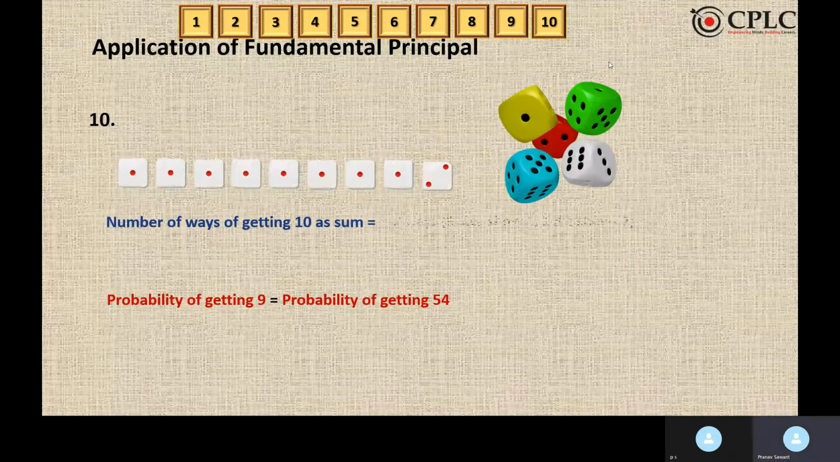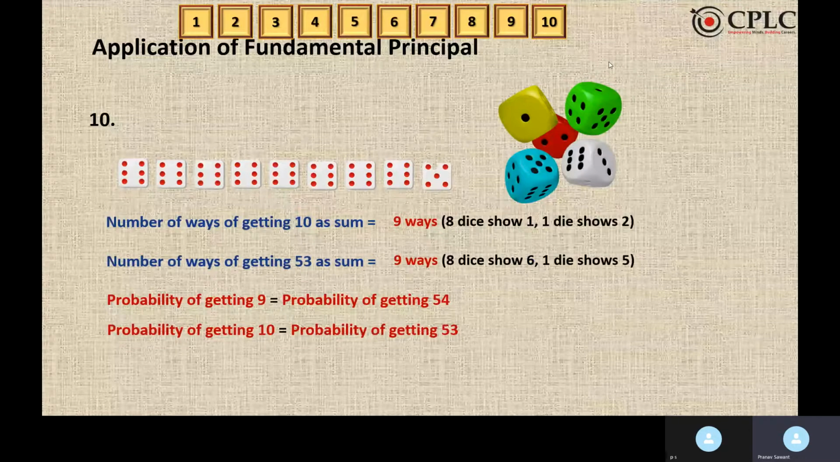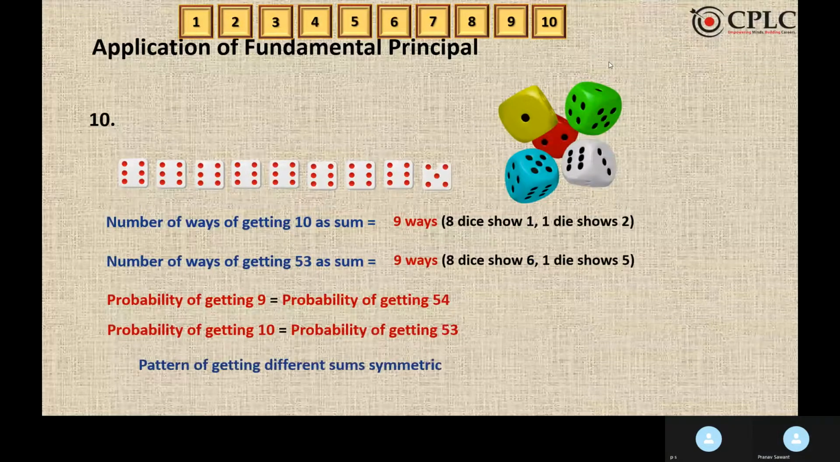Number of ways of getting 10 as sum is equal to 9 ways. Number of ways of getting 53 is also 9 ways. So the pattern is probability of getting 9 is equal to that of getting 54. Probability of getting 10 is equal to that of getting 53. So we are getting a pattern of different symmetric sums. So obviously the probabilities are going to be equal.